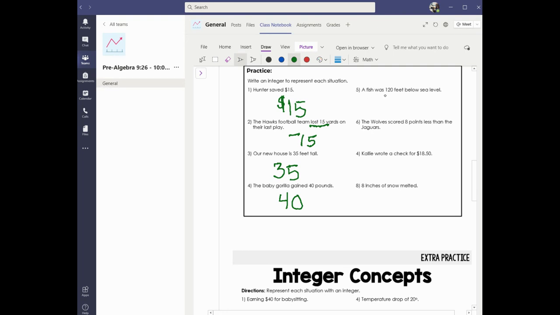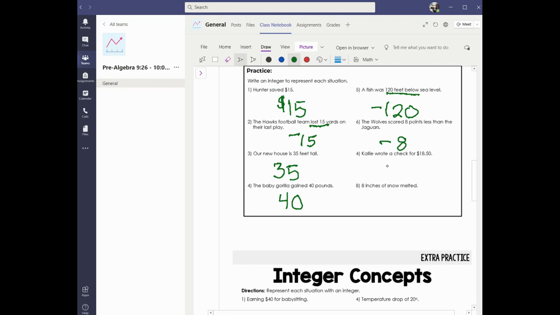If we say a fish was 120 feet below sea level, that would be negative 120. If we say the Wolves scored 8 points less than the Jaguars, less is negative.